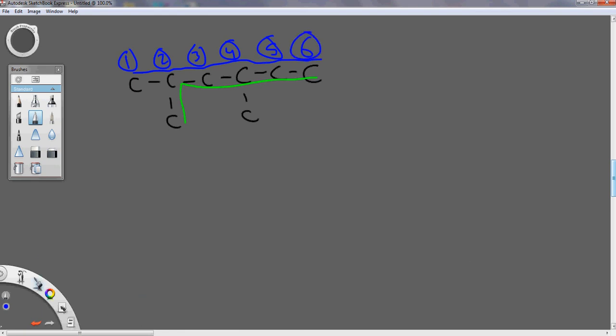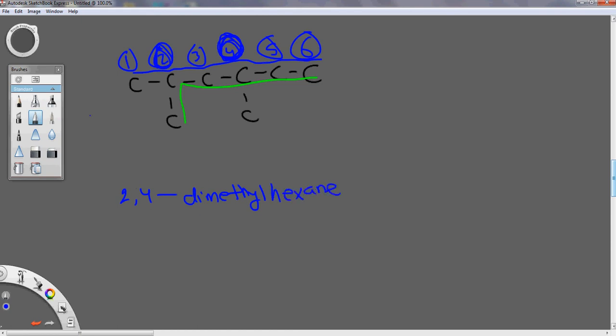Well, actually, let's finish naming this. So we have a carbon off the number 2 branch and the number 4 branch. 2, 4 to signify the 2 branches coming off the 2 and the 4. Do you remember the prefix? Dimethyl. And we have 6 carbons, hexane.